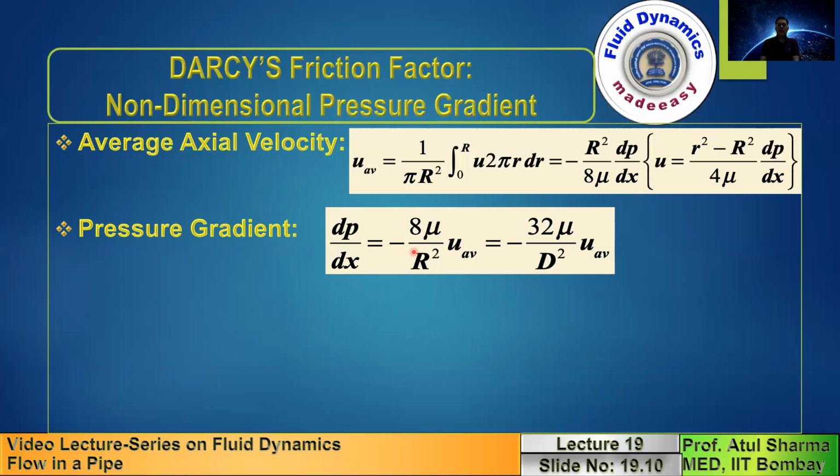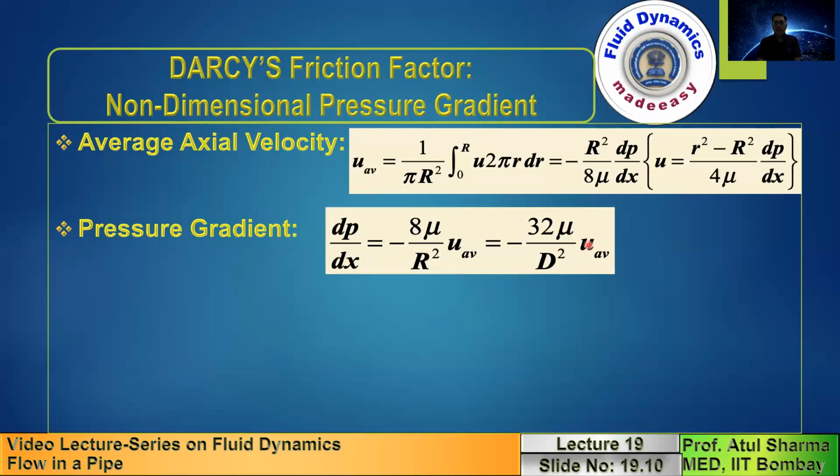The pressure is reducing along the length of the pipe as the fluid is entering into the pipe. If you substitute this R square in terms of the diameter, dp by dx in terms of diameter comes out to be minus 32 mu by D square into u average. So with this, I had first shown you the derivation of the axial velocity, then we obtained the average velocity, and finally we obtained the pressure gradient in terms of the average velocity.